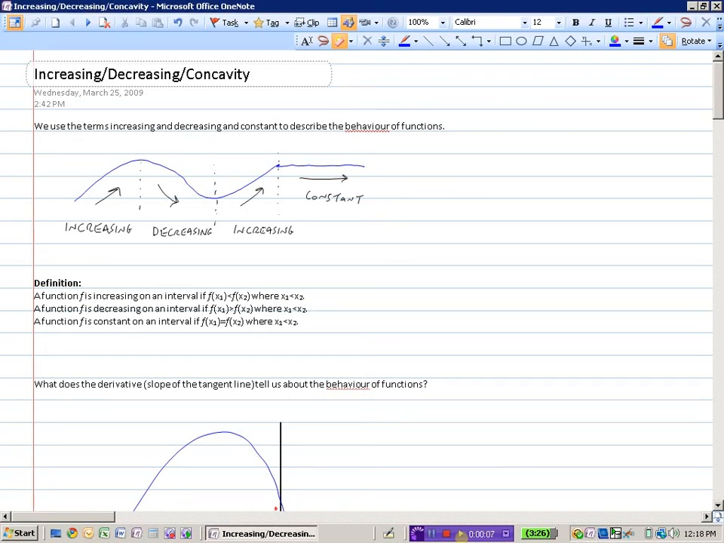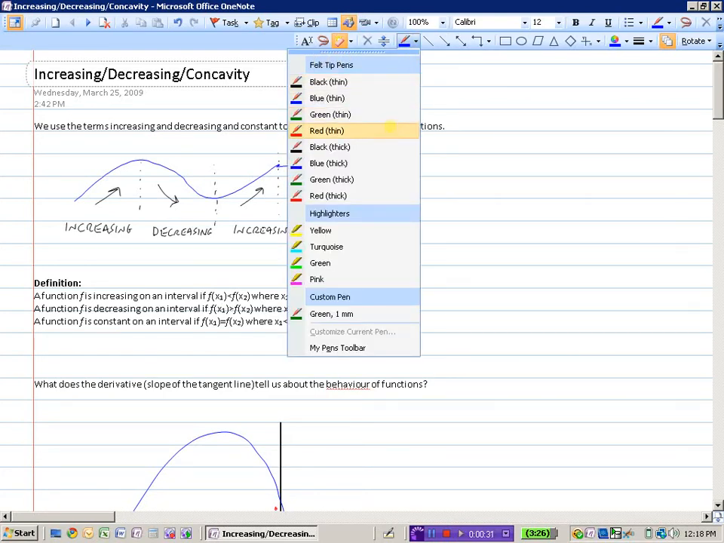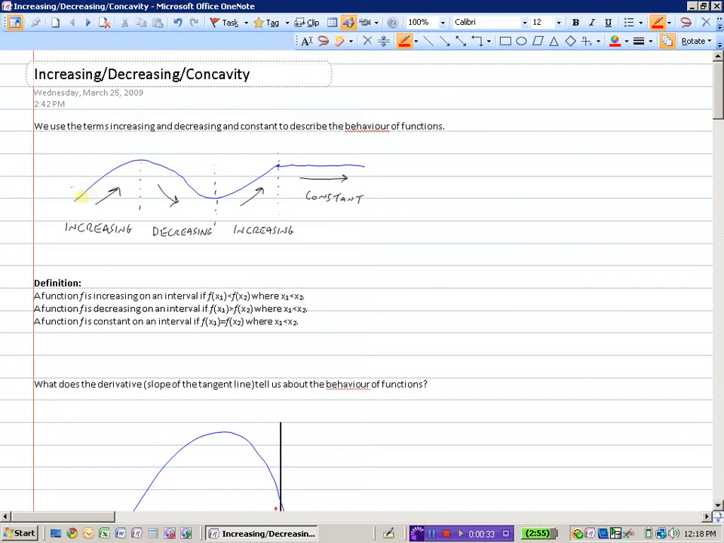Let's look at how derivatives can help us find properties of functions and how they behave. So we're going to look at terms that are increasing, decreasing, and concavity. We use the terms increasing, decreasing, and constant to describe the behavior of functions, and I think this is fairly straightforward. We would say a function is increasing if it's moving up to the right. It would be decreasing if it's going down to the right.